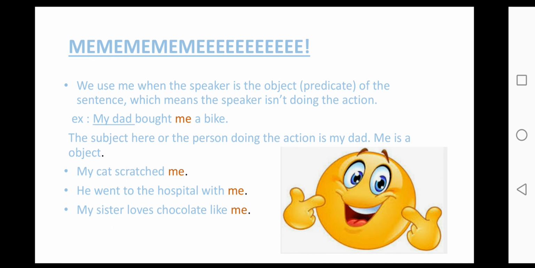My dad. Okay, where is the action? Where is the verb? My dad bought me a bike. Where is the verb? Bought. Excellent. So my dad bought. Okay, so who bought the bike? My dad, right? So my dad does or did the action, right? So my dad is the subject.